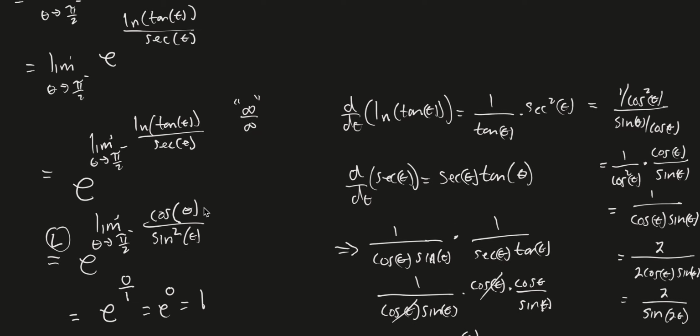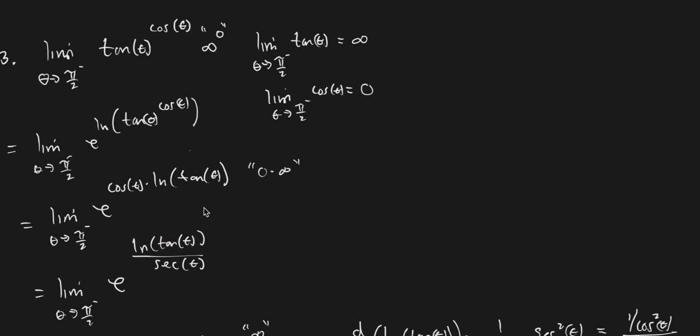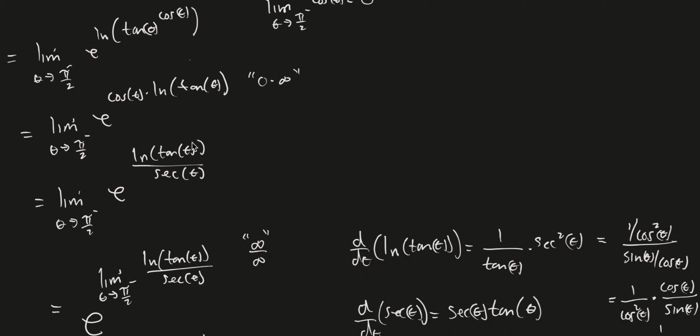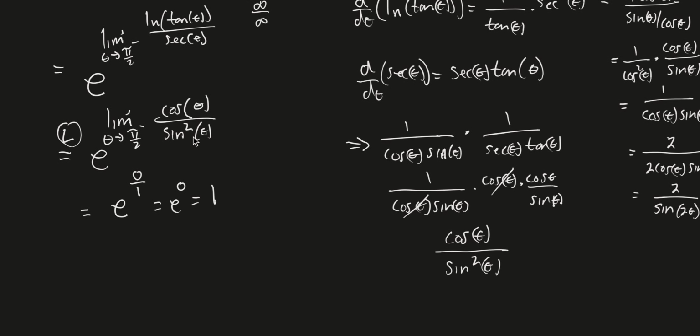Let's just see what our original problem was. It was the limit as theta approaches pi over 2 from the left of tangent theta raised to the cosine theta. So again, lots of trig, lots of derivatives, lots of algebra for sure, but we end up being able to evaluate this indeterminate form, coming up with an answer of 1, right?